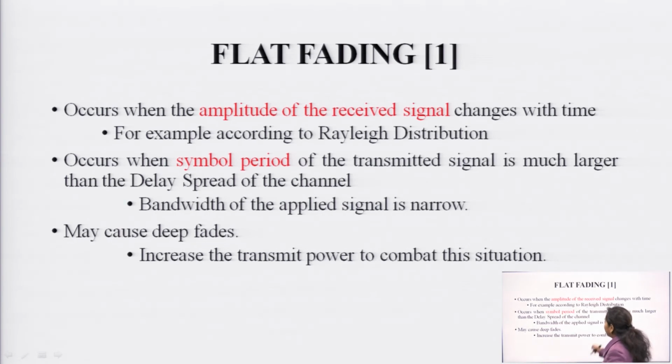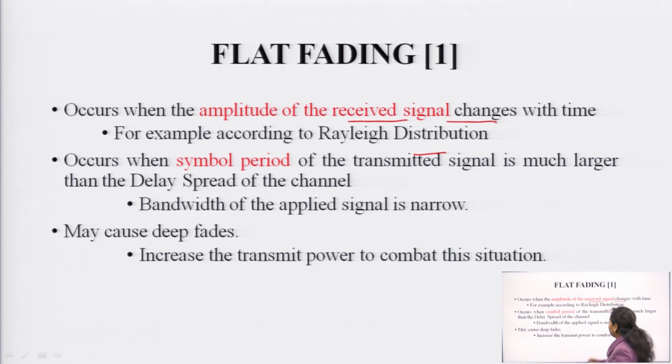In case of flat fading, it occurs when the amplitude of the received signal changes with time, for example, according to the Rayleigh distribution. So, the Rayleigh distribution is basically used to model an indoor channel model, which has its specified PDF, that is the probability density function, and that will be used for designing a fading channel.